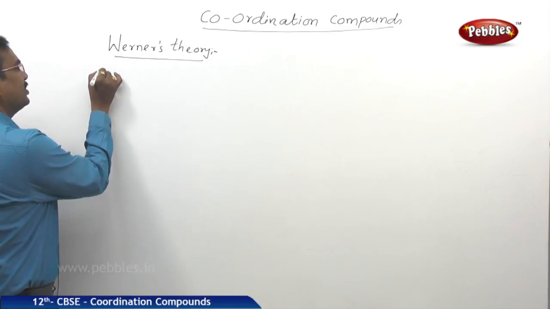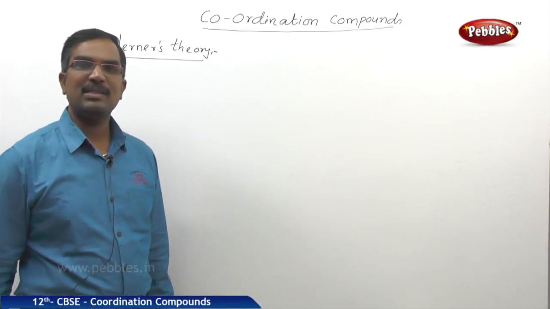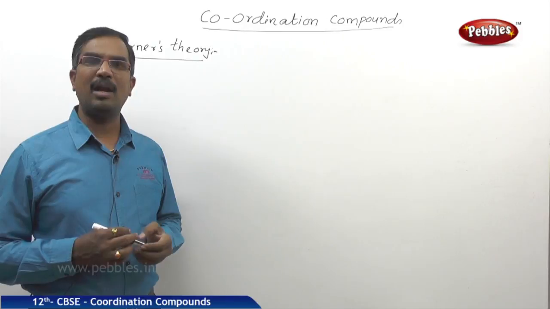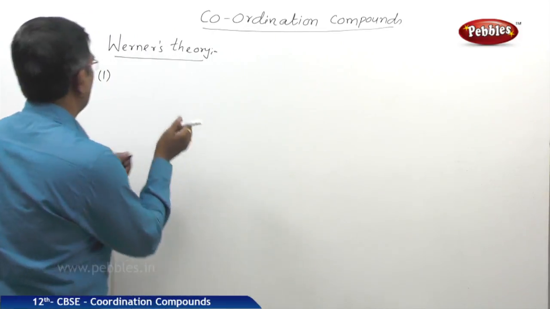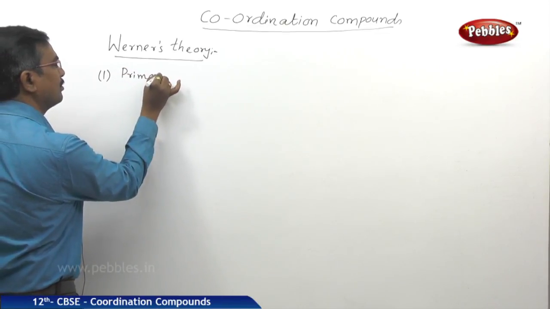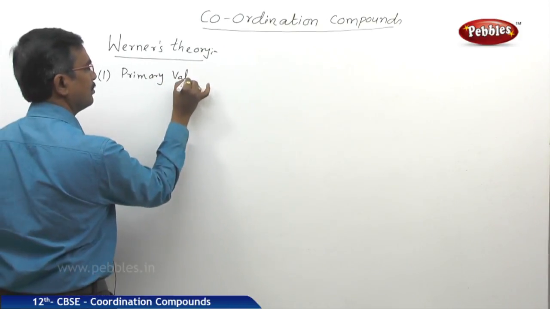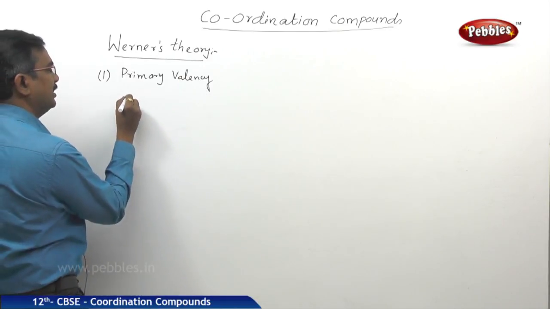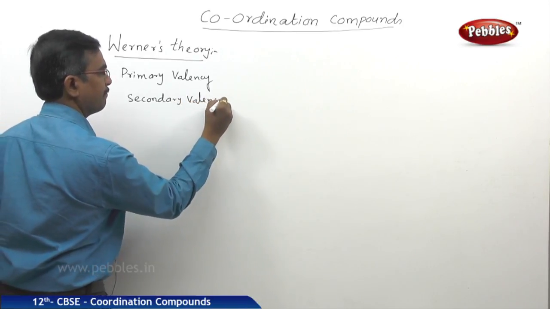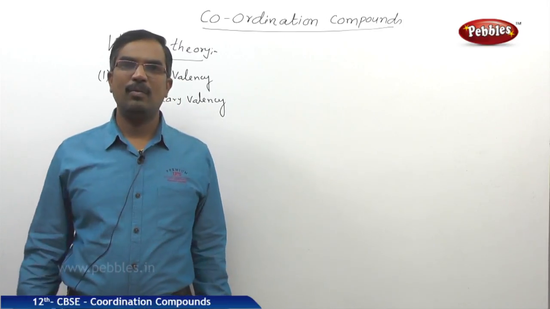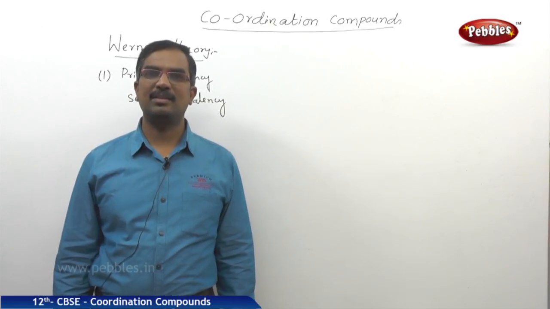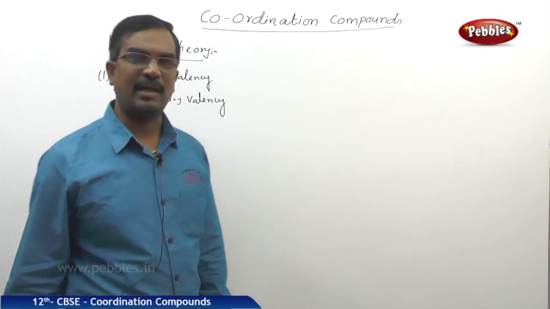The first point is that the complex compound will be associated with one central metal atom or central metal ion. The central metal atom or central metal ion will have two types of valencies. One is primary valency and the second is secondary valency. So there should be one central metal atom or central metal ion in the complex compound, and it will possess two types of valencies, primary valency and secondary valency.